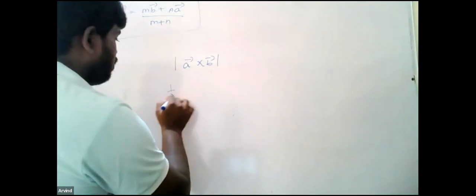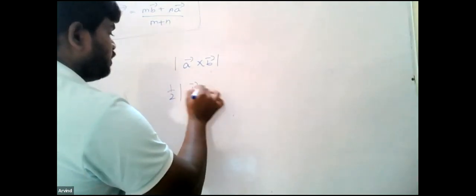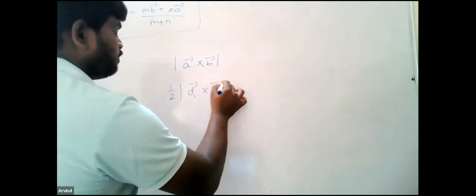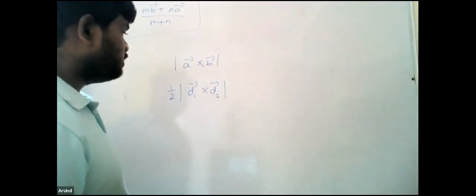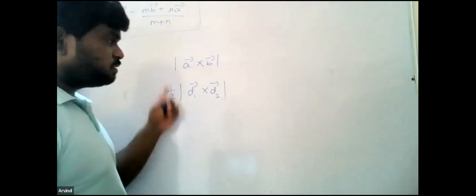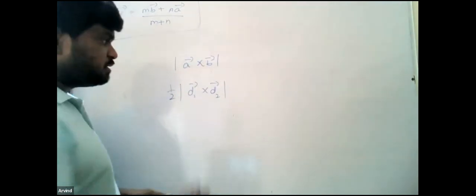The formula will be half of D1 cross D2, if D1 and D2 are the two diagonals. If A and B are the adjacent sides, then the formula is modulus of A cross B.